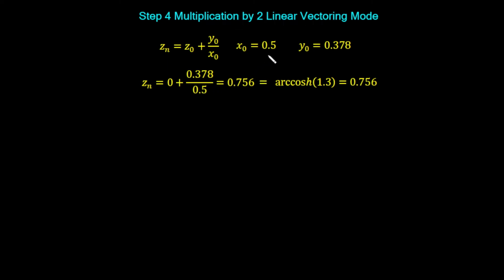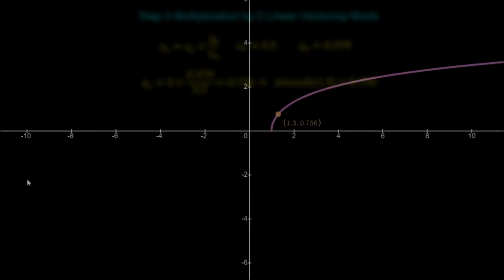Now if we actually work out the arc cosh of the value 1.3, you can see we do get this value 0.756. So that means that our mathematical algorithm gives us the correct answer. But what we want to do is actually work through it in the graphical calculator and see whether we get this final value of 0.756. So let's go ahead and we'll do that now.